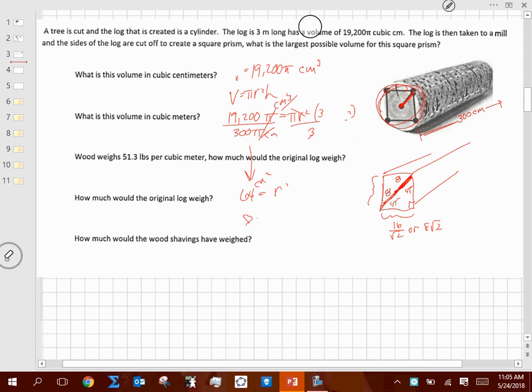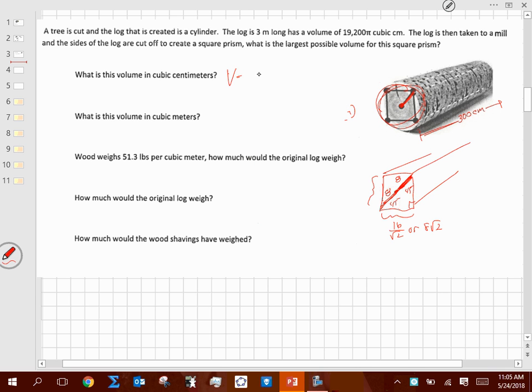So when I want to find the volume of the square prism, it is L times W times H. L is, we said, 300. Width is now the 8 radical 2, and height is also 8 radical 2. So 8 radical 2 times 8 radical 2, that's 64 times 2, so 128. So we got 300 times 128 here. So 300 times 128 is 38,400 cubic centimeters.